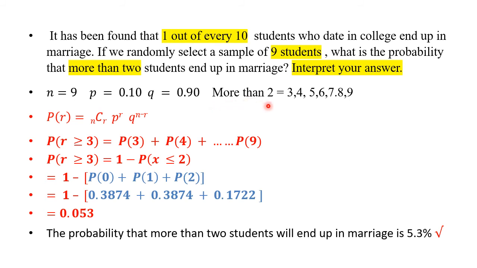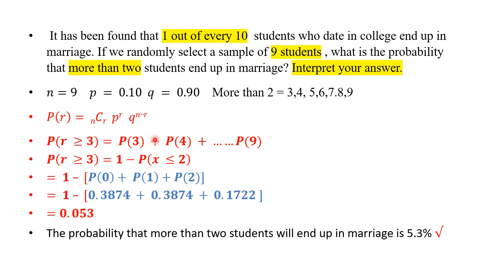We have our statements here. More than 2 means 3, 4, 5, 6, up to 9. We have our formula, and this is our statement: R is greater than or equal to 3. We write it down like that. We can't do this whole computation because it's too long. This is where we come in with the complementary rule.